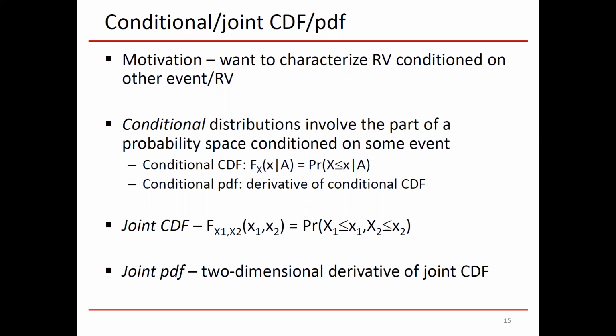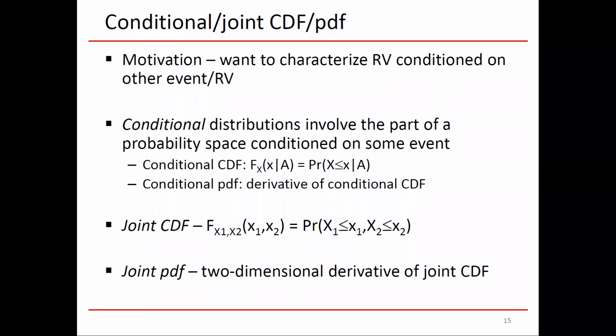fx of a value x conditioned on an event A is the probability that the random variable denoted capital X is less than or equal to the value denoted by the lowercase x conditioned on the event A. So that's a conditional CDF, and the conditional PDF, similar to before, is the derivative of the conditional CDF with respect to the value lowercase x. So that's a conditional CDF and conditional PDF, and we also have joint.